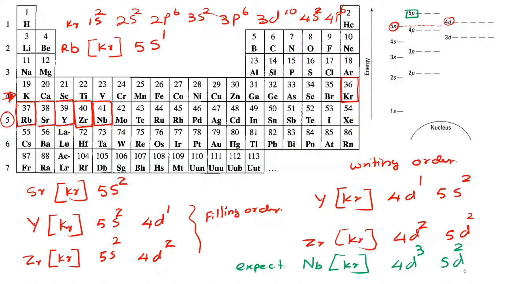But the issue is that is not the case. This is what we expect, but what we actually get is something like a 4d4 and a 5s1. Now this is an exception that you will find in period 5.